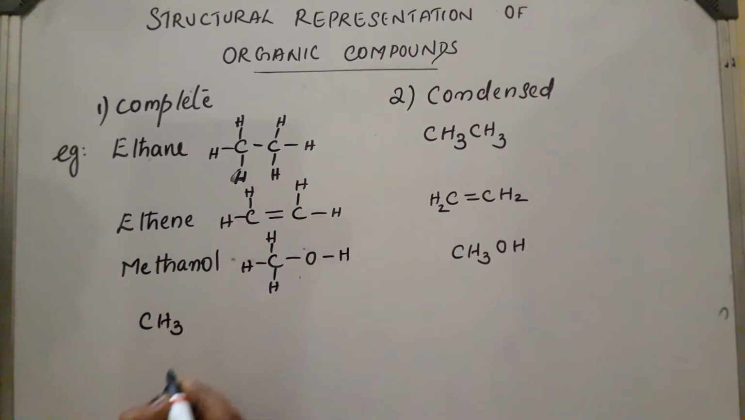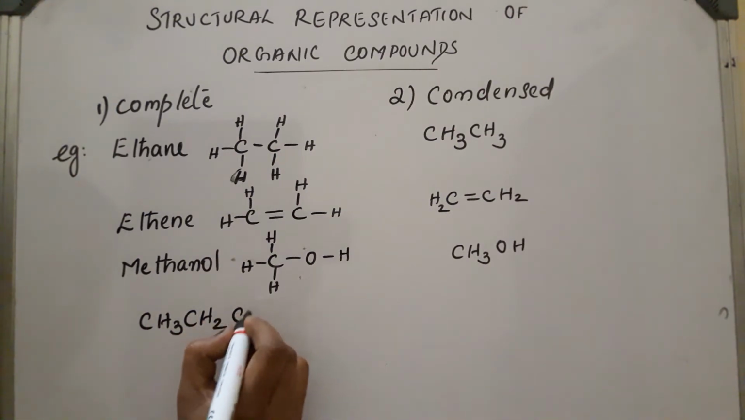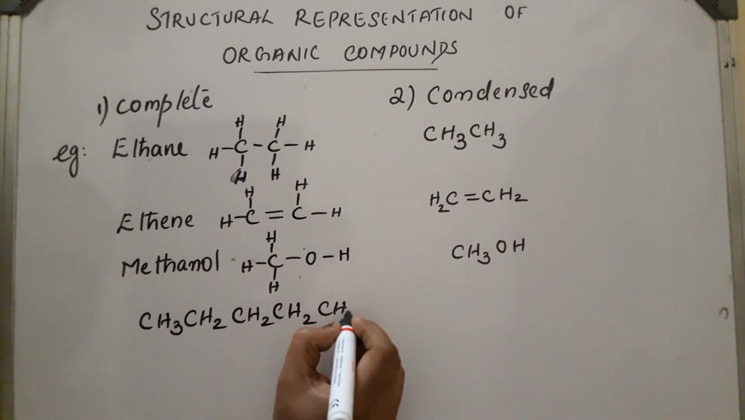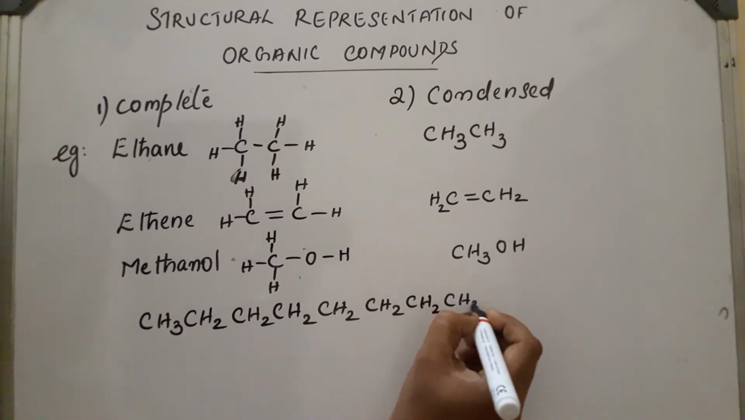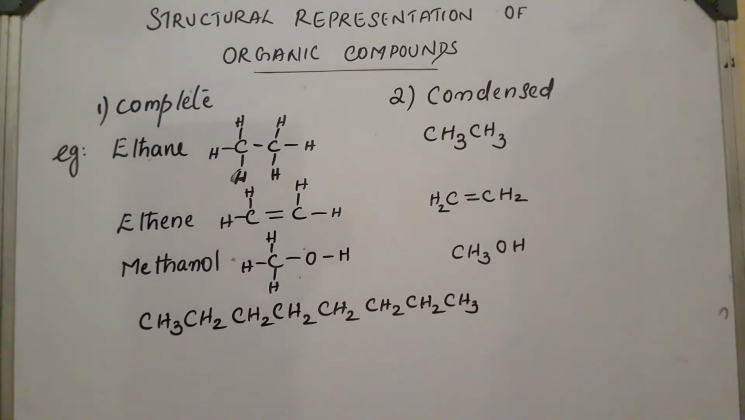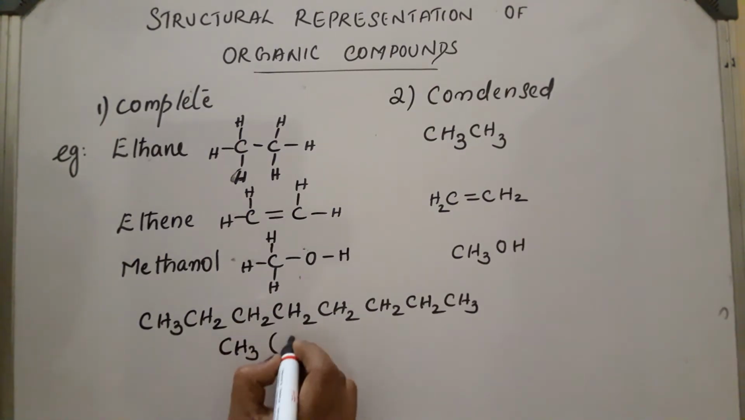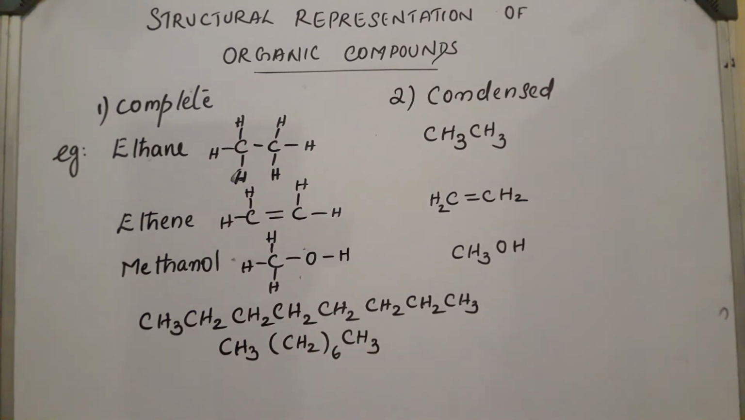Similarly, we can write one more example: CH3, CH2, CH2, CH2, CH2, CH3. We can condense this formula again and write it like this: CH3, CH2 six times, CH3. This will be the condensed formula.